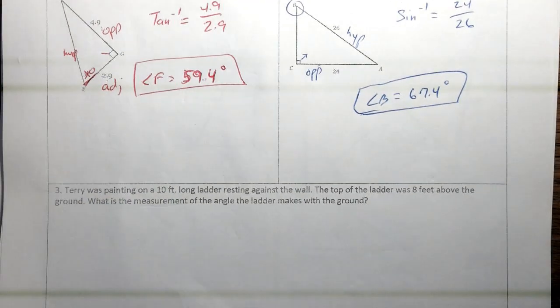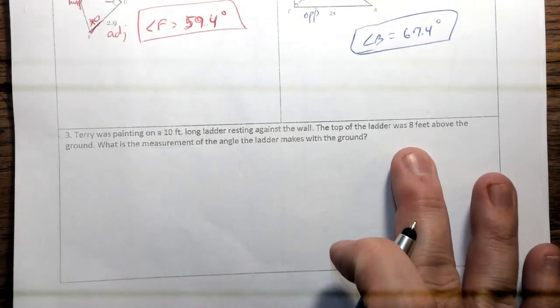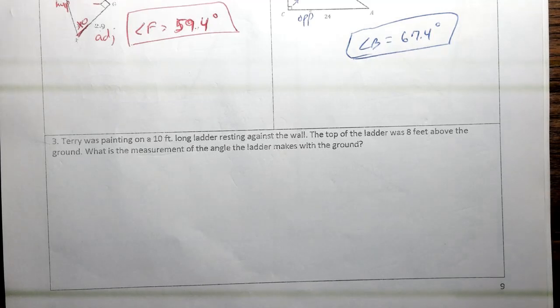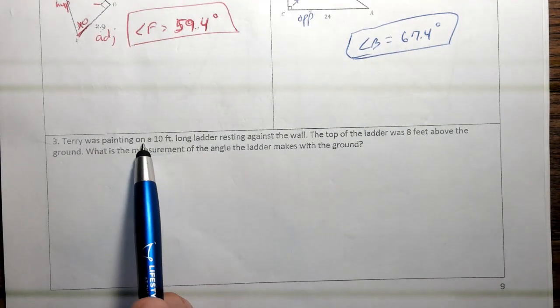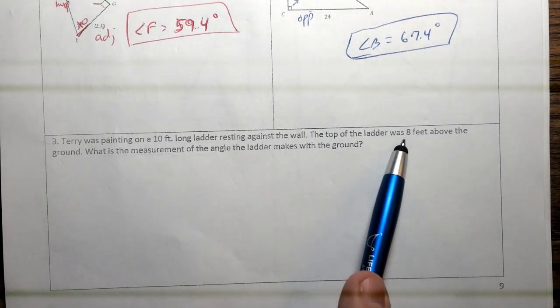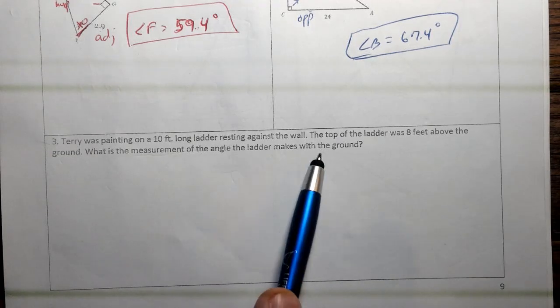Okay. Let's scooch down to the bottom. All right, number 3. Again, don't mess with me with this silly numbering. All right, so Terry was painting on a 10-foot long ladder resting against a wall. The top of the ladder was 8 feet above the ground. What is the measurement of the angle the ladder makes with the ground?